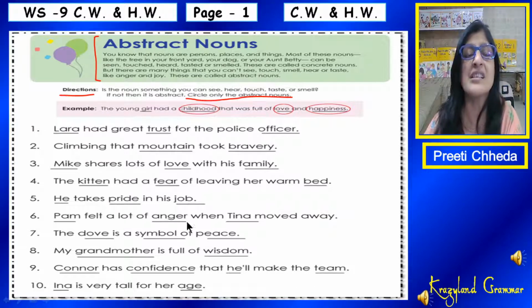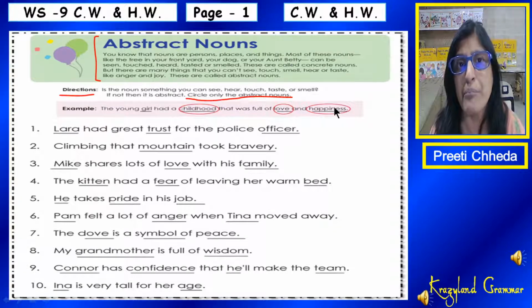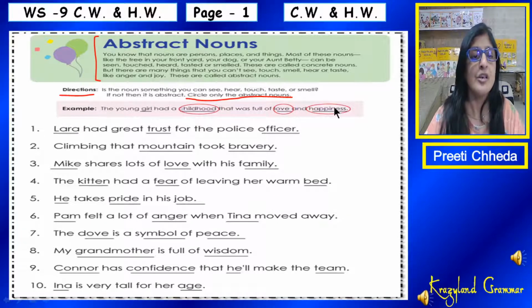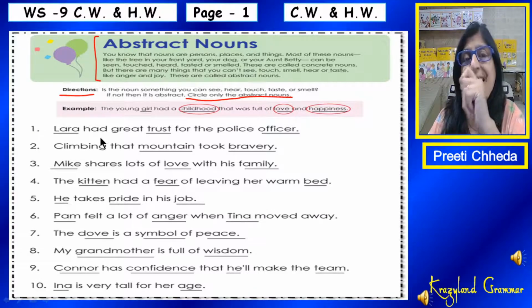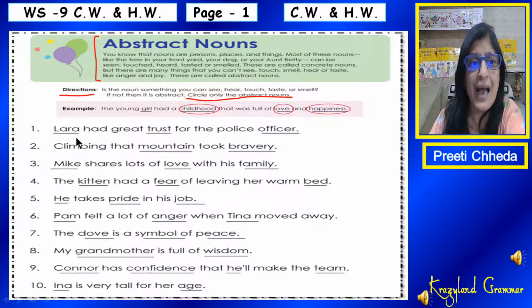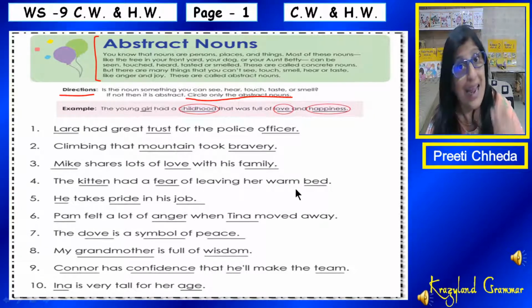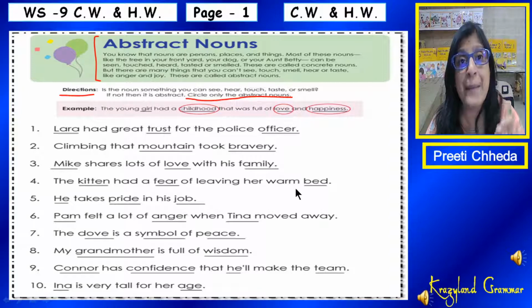So let us understand with the example. The young girl had a childhood that was full of love and happiness. You know, love and happiness. But do you know that misery is full of distress and pain, right? So clear. So now let us read. Lara had great trust for the police officer. Now here the three underlined words are given. They are nouns, Lara, trust and officer, and you need to circle only that noun which is an abstract noun.